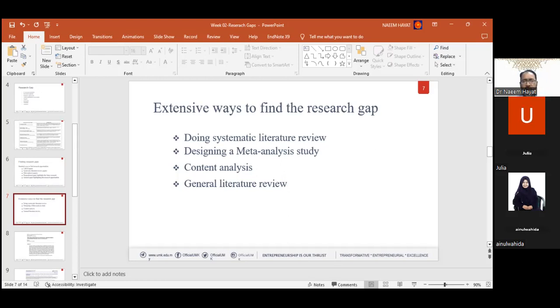So these are some of the research gap types and then the research gap resources, based on which we can actually make a research gap into a research question, then a research issue to resolve, and then design the study.